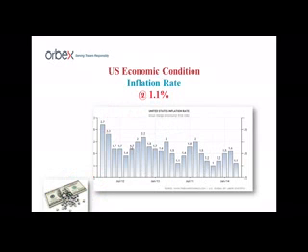Let's take a look at the US economic condition. We will start with the inflation rate. As we see on the graph, the inflation rate recorded 1.1 last month, dropping from 1.6 the previous month. And as we see on the graph, it keeps moving in a low direction, or down direction.